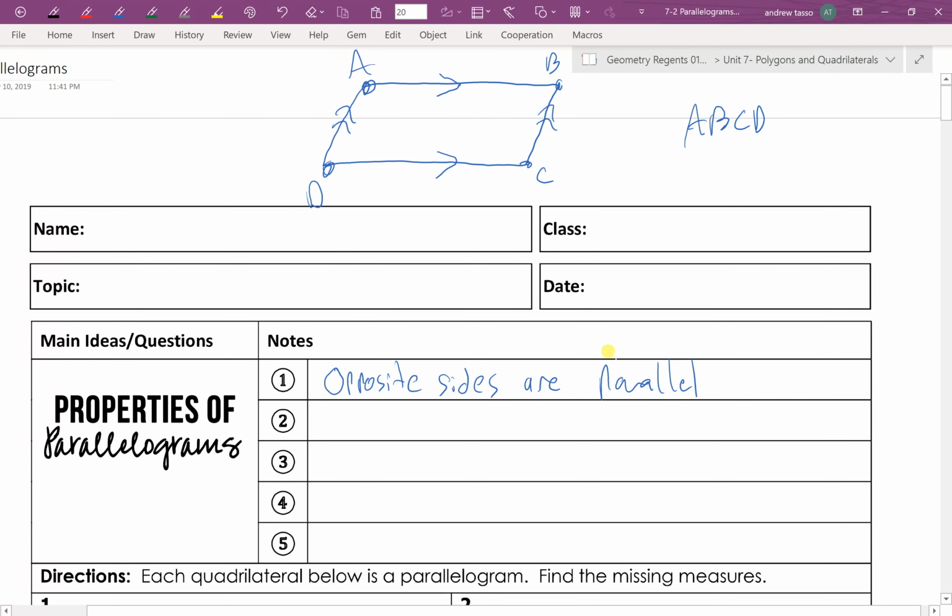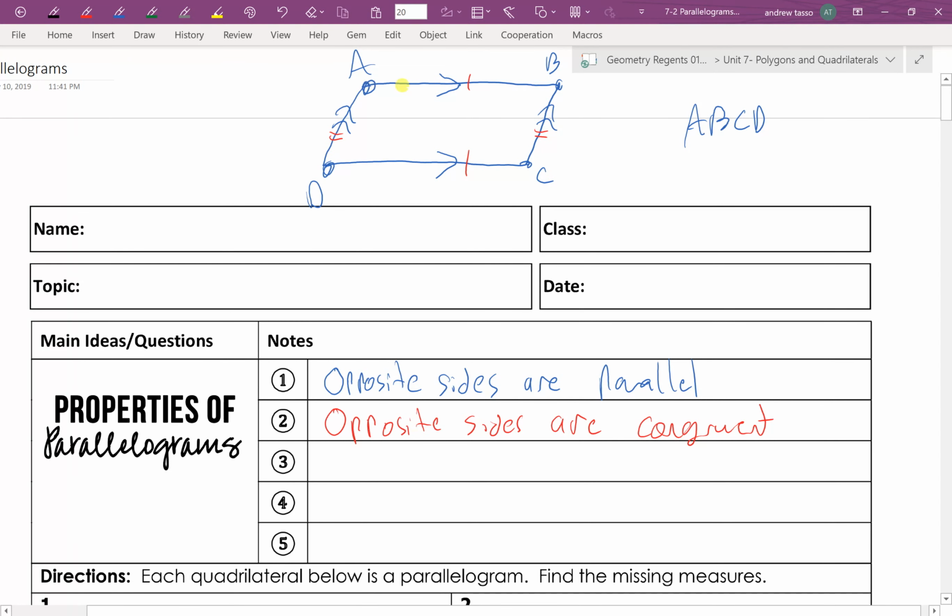And the other thing that we should take note of is the fact that opposite sides are also going to be congruent. So I'll denote that by writing one line here, and I'll have a double line over here for those two. So what I would write here is that opposite sides are not only parallel, but they're also going to be congruent. Okay? So we have opposite sides being parallel and congruent to each other, right? That's the first two properties.